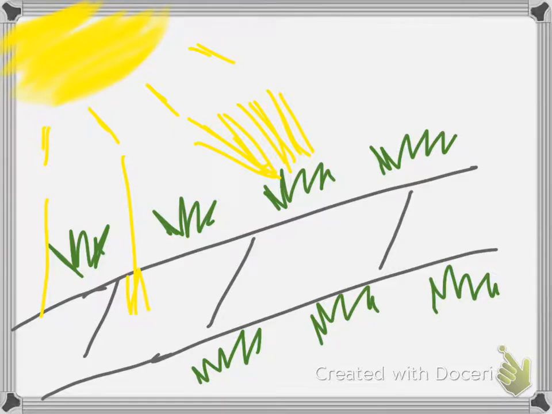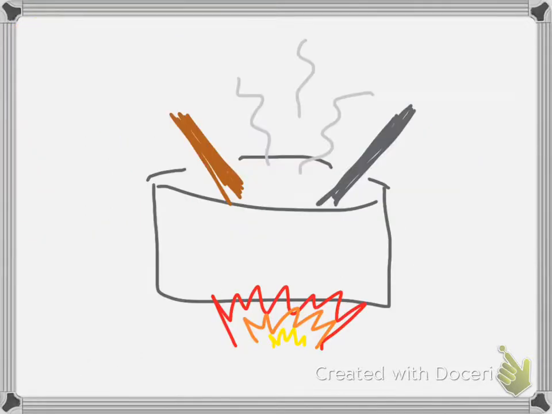So, since it takes more energy to raise the temperature of the grass, that means grass has a higher specific heat. It takes more energy to raise the temperature of the grass than it does the concrete. Let's go to the next example.